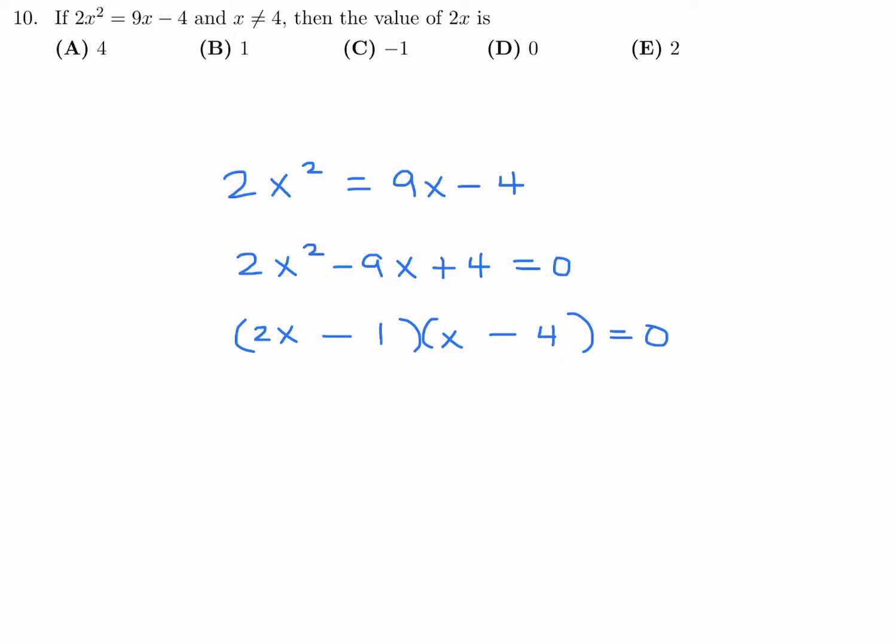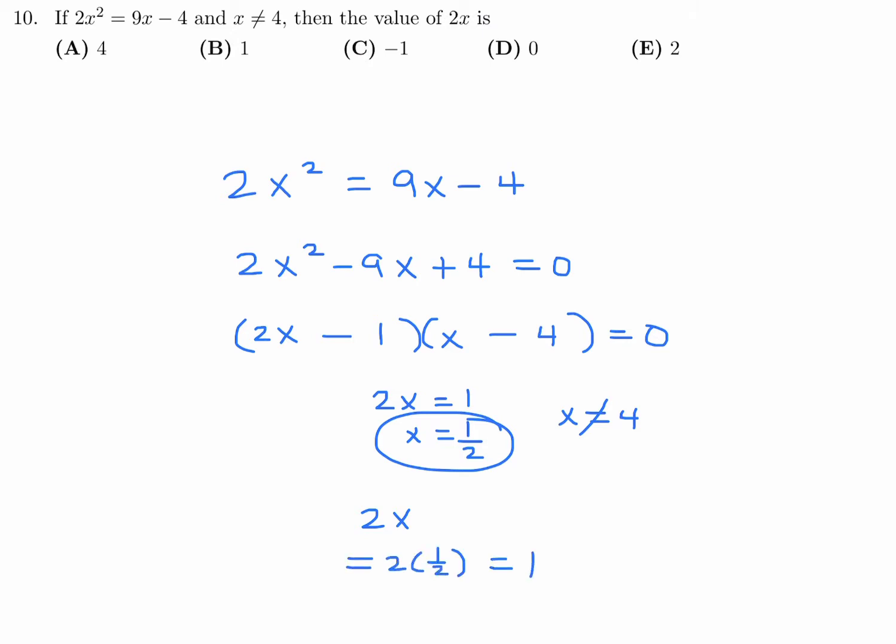So that means that 2x is equal to 1, therefore x is a half, or x is equal to 4. But they told us that x is not equal to 4. So this is the only solution. And they want the value of 2x. So 2x would be 2 times a half, which is equal to 1. So number 10, the answer is B.